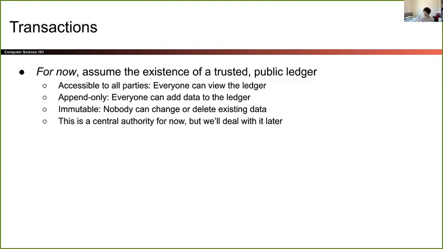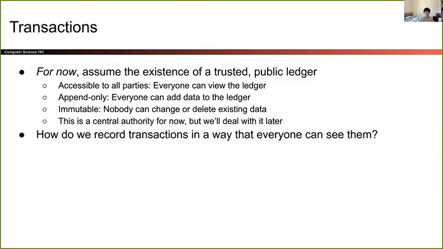You may notice this is a central authority for now. Just sort of accept this for now. We're going to get into how we deal with this in a moment. But let's just say we need the central authority for now.